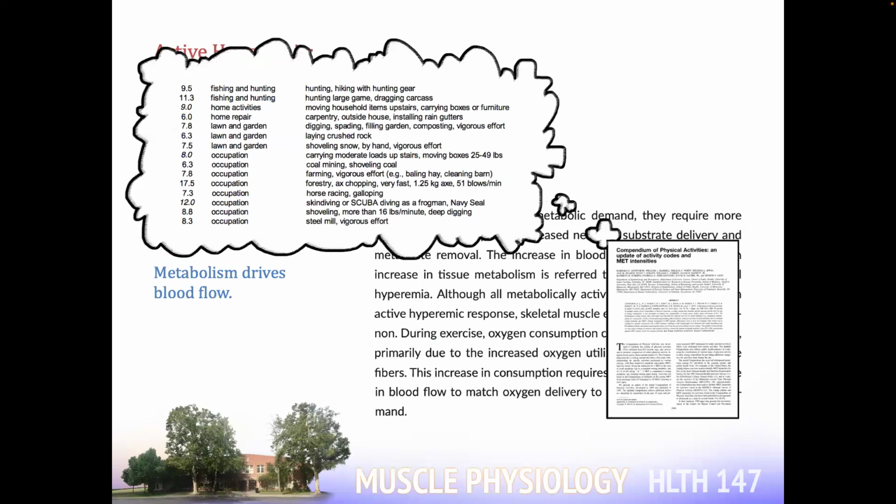So here we're looking at Ainsworth's compendium. If you're hunting large game and dragging their carcasses, that has a MET value, metabolic equivalent of the task, of 11.3, which means it's 11.3 times your resting metabolic rate. If you're scuba diving as a frogman, that's 12 times your resting metabolic rate. If you're in the forest chopping down trees at 51 axe blows per minute, that's 17.5 times your resting metabolism. So the point is that metabolism increases a lot.